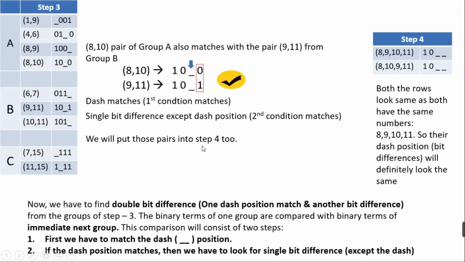Okay, you can see a thing over here: both of these rows look exactly the same. The binary numbers and the dashes look exactly the same. That's because all of those numbers are actually the same. 8, 9, 10, 11 or 8, 10, 9, 11, these are actually the same thing. That's why these rows look exactly the same. Okay, so let's move on.